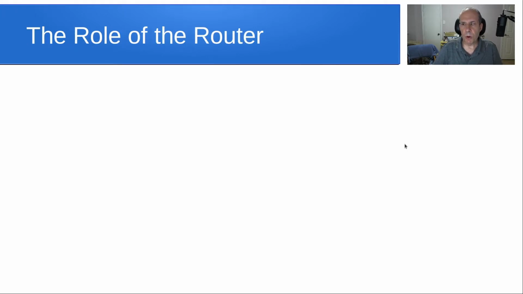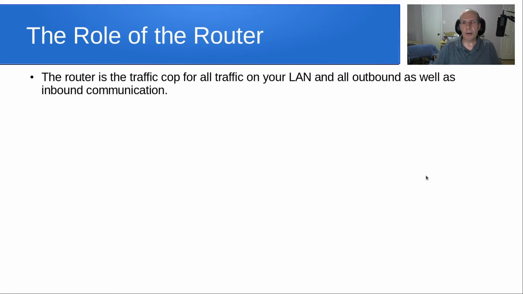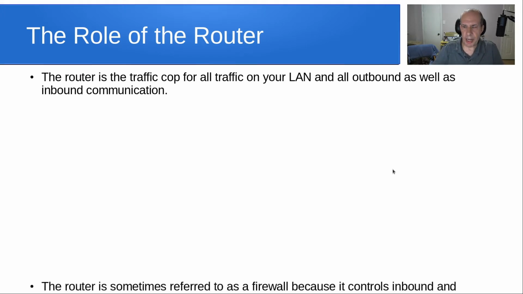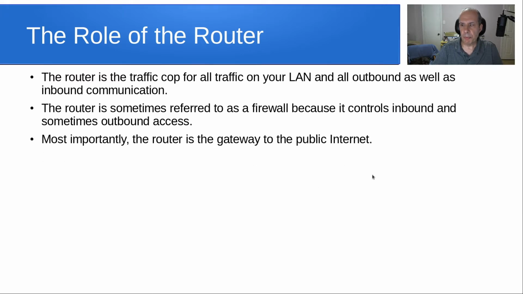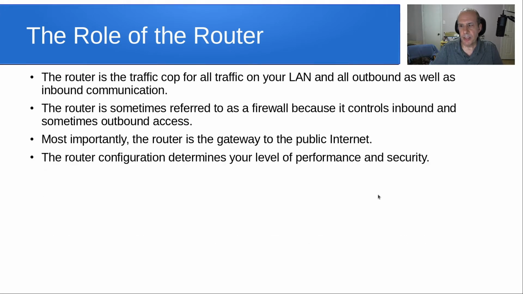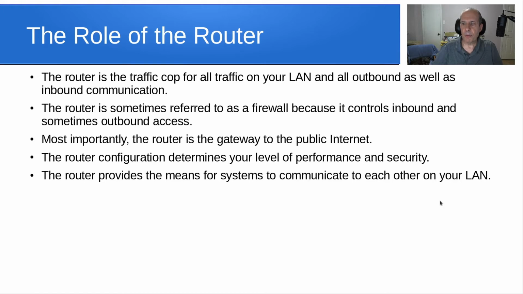So, what is the role of the router? The router is the traffic cop for all your traffic on your LAN and all outbound as well as inbound communication. The router is sometimes referred to as a firewall because it controls inbound and sometimes outbound access. Most importantly, the router is the gateway to the public internet. The router configuration determines your level of performance and also security. And the router provides the means for systems to communicate with each other on your LAN.